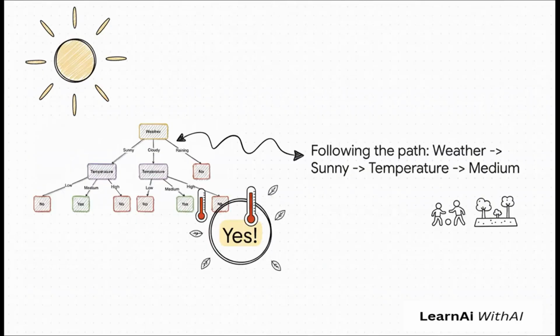Let's follow the path. We start at the top. The weather is sunny, so we go down that branch. That leads us to our next question, temperature. We said the temperature is medium, so we follow that branch, and there it is, a leaf node. A final answer that gives us a clear, yes, we should go play outside. See, it's simple, it's logical, and you could do it 1,000 times.